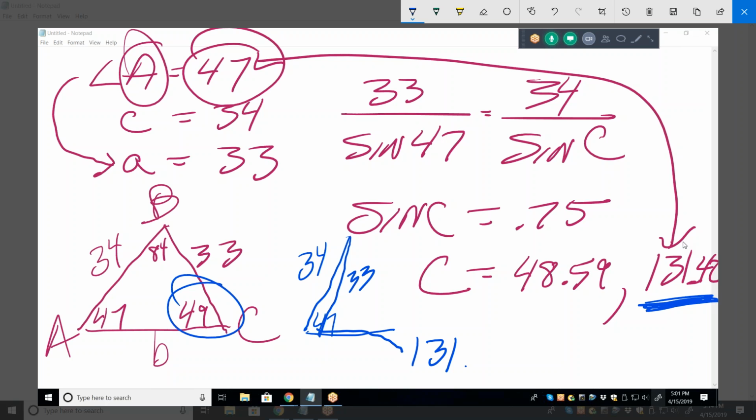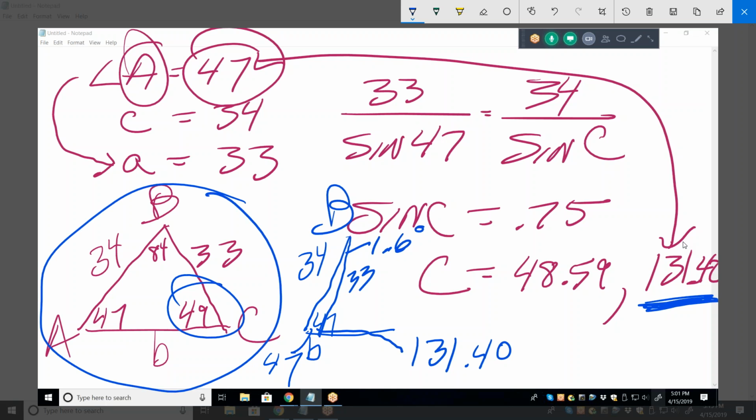That's 131.4. This here, still 47. That still leaves me 1.6 degrees for this one right there. And then again, I've got to calculate side B. It's going to be a different little b, just like angle B is different. The only thing you have to realize is this triangle has the same starting conditions as this triangle does. Angle A is 47, side C is 34, side A is 33.